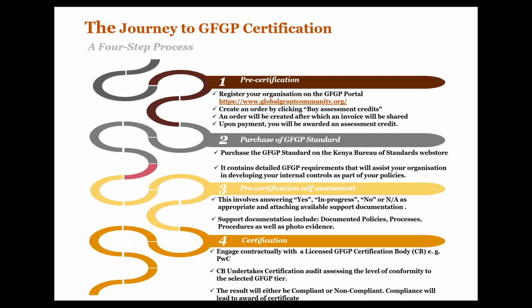Then finally, you'll go through the certification with a GFGP licensed certification body, and they will go through the clauses that you've provided and the evidence that you've provided and check whether you're compliant or non-compliant. Where you're compliant, automatically you will then get the certification, but where you're not compliant, then you will get a report that indicates areas of improvement and a time period over which you should then address the weaknesses that have been identified to ensure that your organization is fully compliant before you can be awarded a certificate.